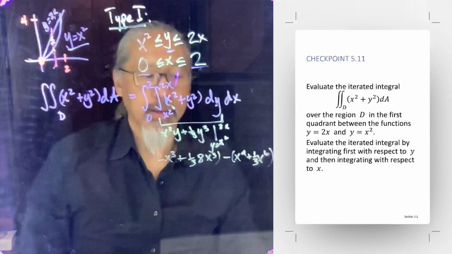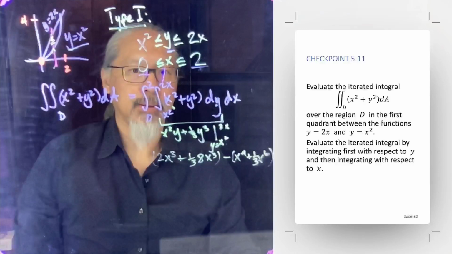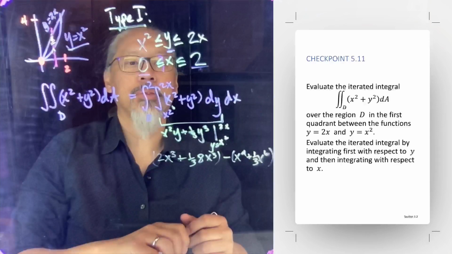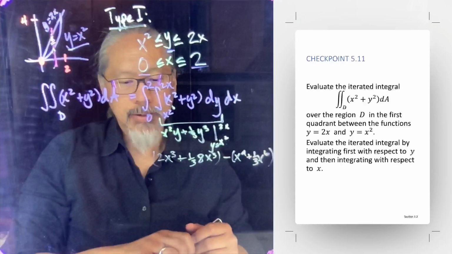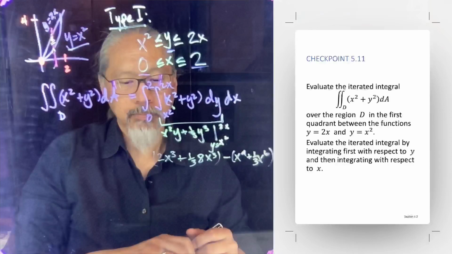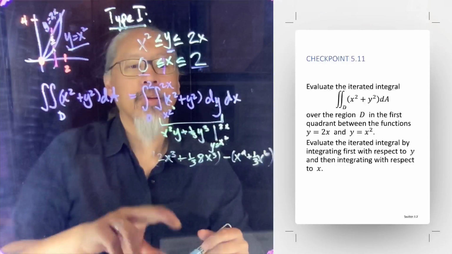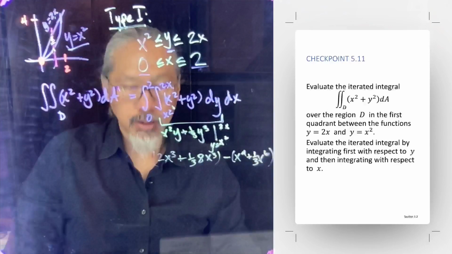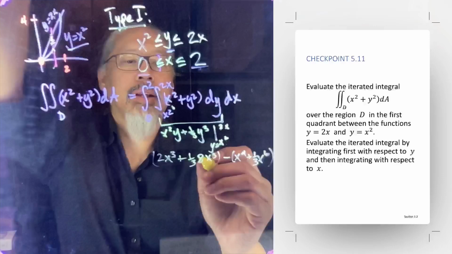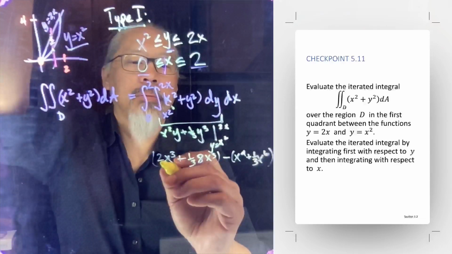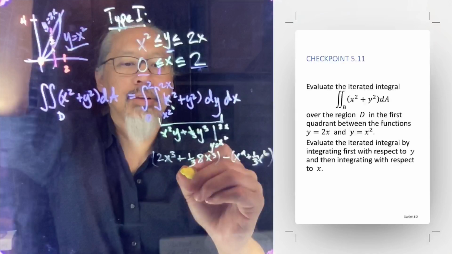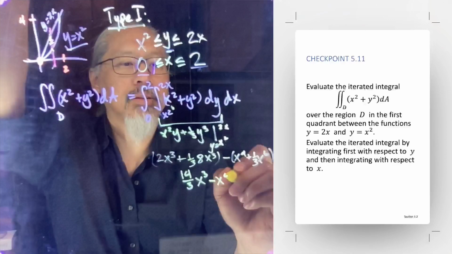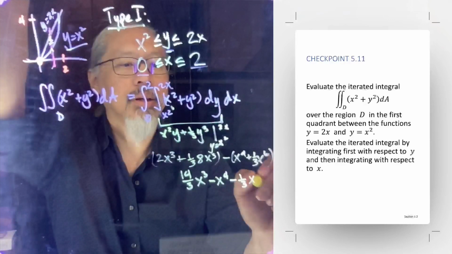Okay, so now let's put that in. I don't know if there's any simplifying that could happen here. Let's see. Possibly the first two: we have 8/3 plus 6/3, that's 14/3. So we get 14/3 x cubed minus x to the fourth minus 1/3 x to the sixth.